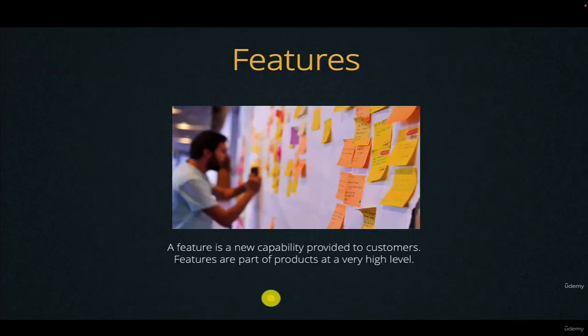Then after the theme, we have the features. The feature is a capability provided to customers. So the feature is a part of the product at a very high level. The feature is larger than the epic and it's of course larger than the user story. So for each theme we have more than one feature which will achieve the goal of this theme.